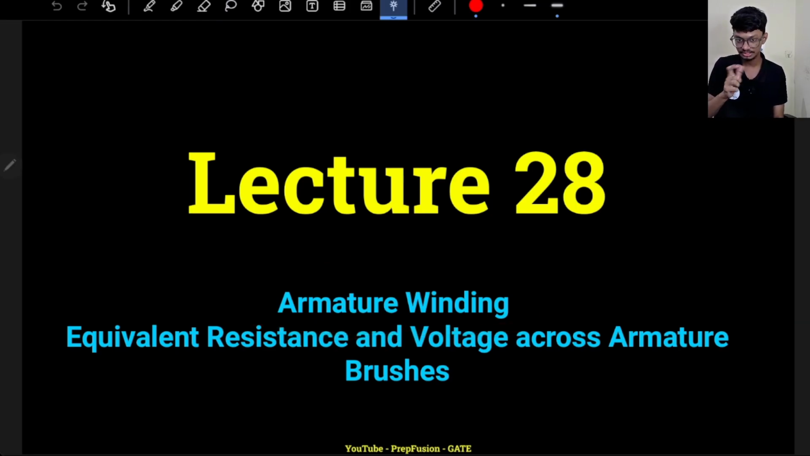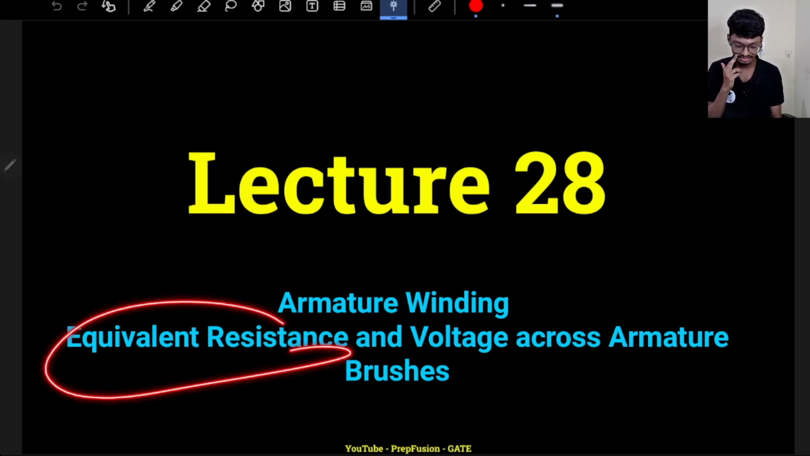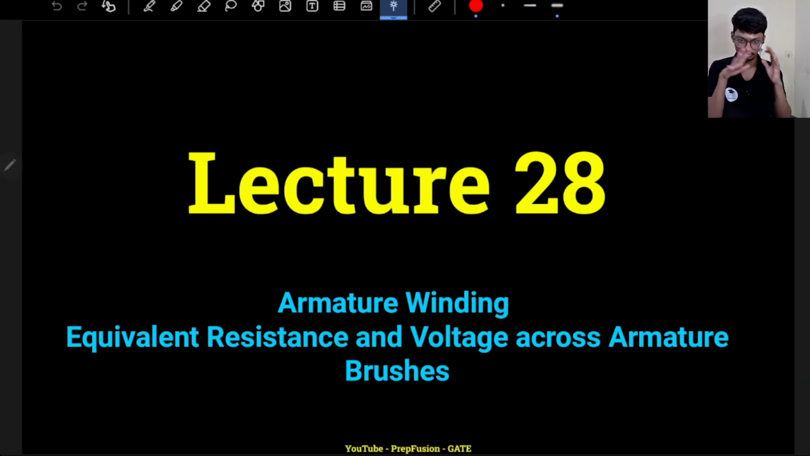In the previous lecture we discussed all the parts. In those parts, armature winding was also one of them, right? We discussed the definitions of different parts, what their importance is, and a few terms as well. So today we will dive deeper into armature winding. Also we will discuss equivalent resistance and voltage across the armature. If I connect the winding, what will be the equivalent resistance and voltage?